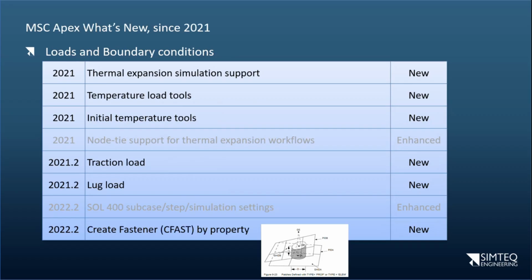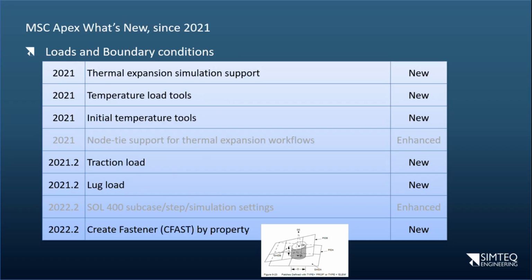Then let's move on to loads and boundary conditions. So there was a lot of thermal related additions and improvements. Then traction load was added in 2021.2. That is essentially a surface pressure, but having shear along the surface. And then the lug load was added. So 400 subcase step and simulation settings were improved.